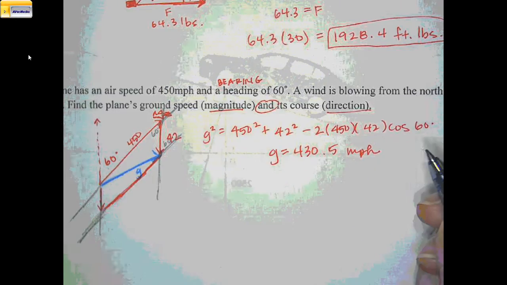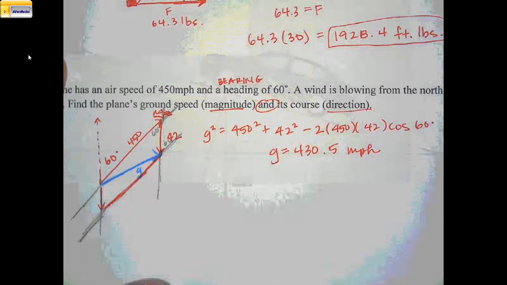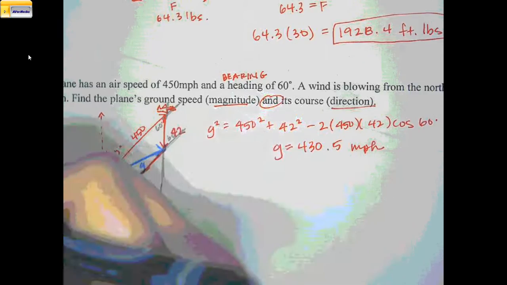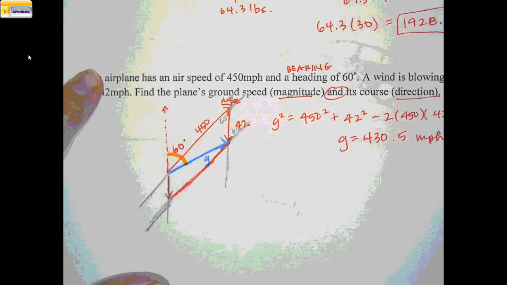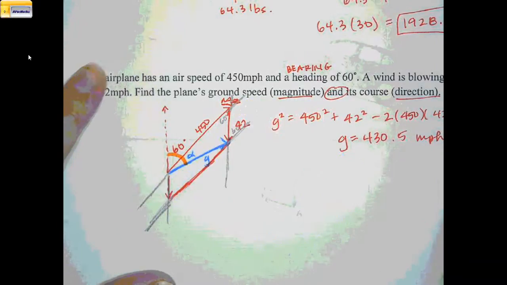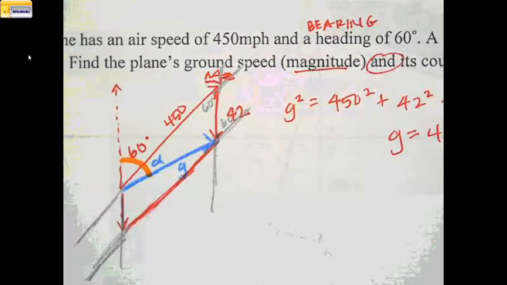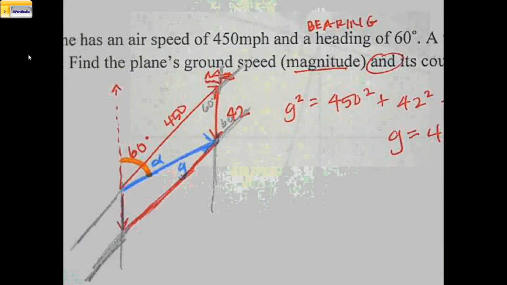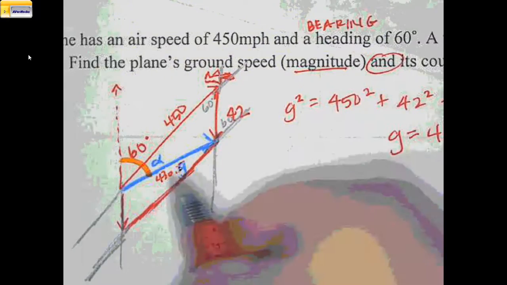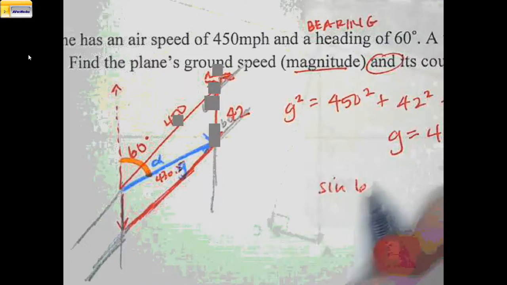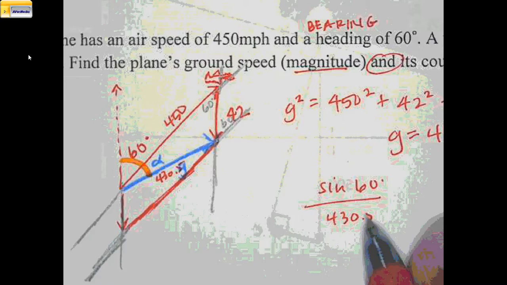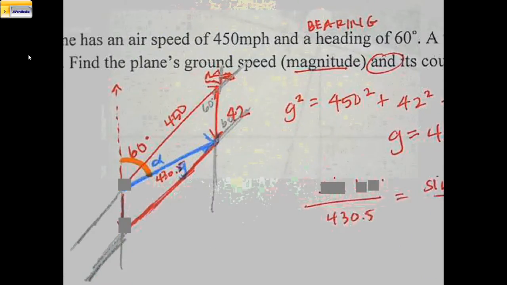It also wants to know its course, its direction. So now keep in mind, we were talking about heading. So it really wants to know this orange one. But in order for us to find that orange one, we're going to have to solve for alpha right there. How can we solve for alpha in there? Yeah, just like yesterday's assignment, law of sines. So I know that this one is now 430.5. So I have sine of 60 degrees is across from 430.5. And that's going to equal sine of alpha over, across from it is 42.